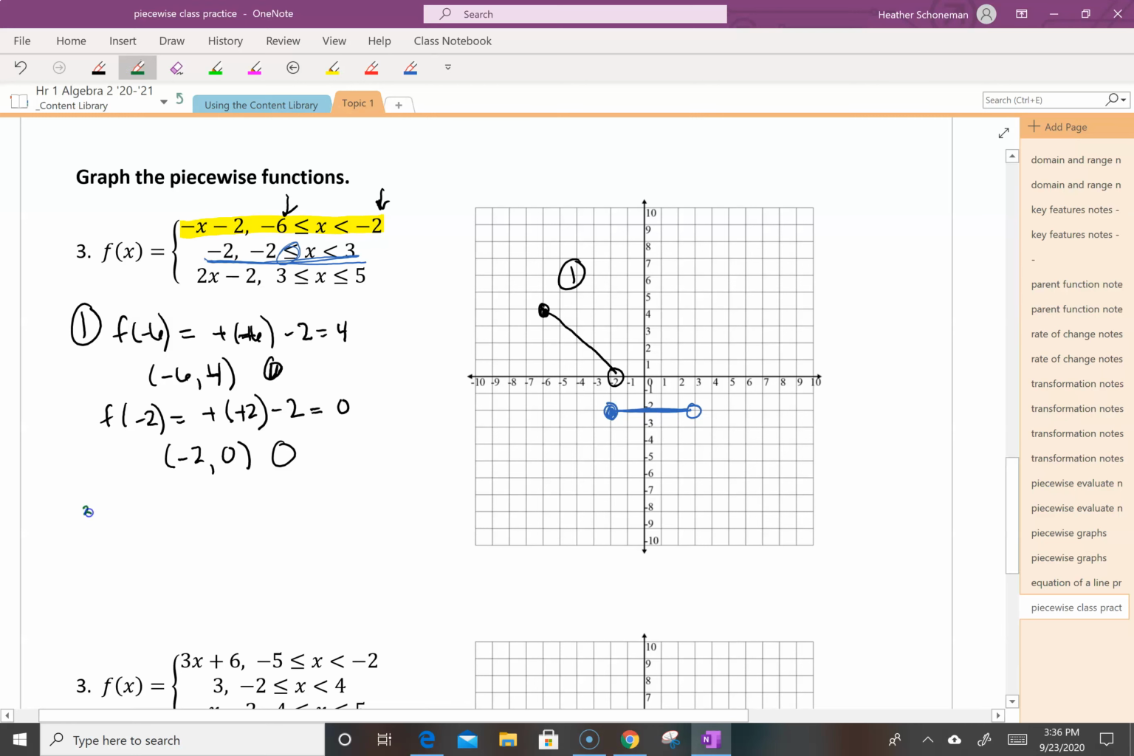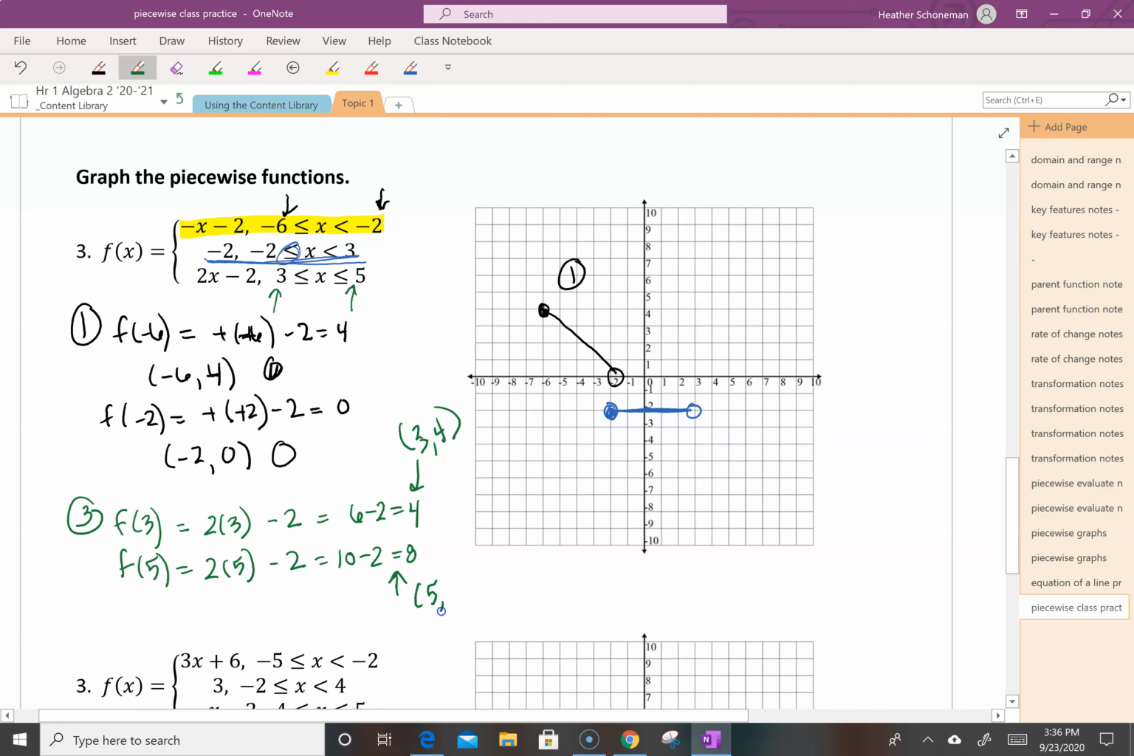Okay, let's look at the third one. I need to know where the line starts and where the line stops. So I'm going to plug it in. I'm going to find f of 3, and when I plug that in, it'd be 2 times 3 minus 2. So that's 6 minus 2, which is 4. Now I want to find f of 5. So this is 2 times 5 minus 2. So that would be 10 minus 2, which is 8. So this over here represents the point 3, 4, because I plugged in 3 and I got 4. This one represents the point 5, 8.